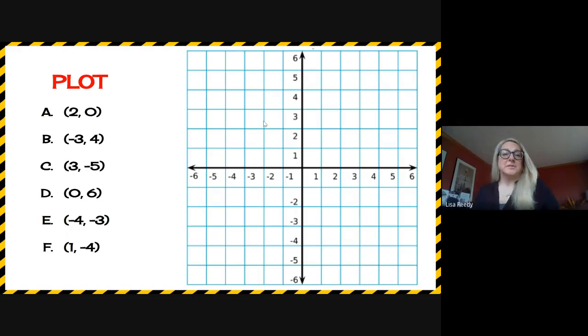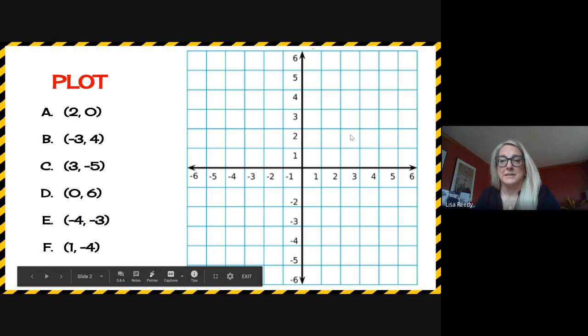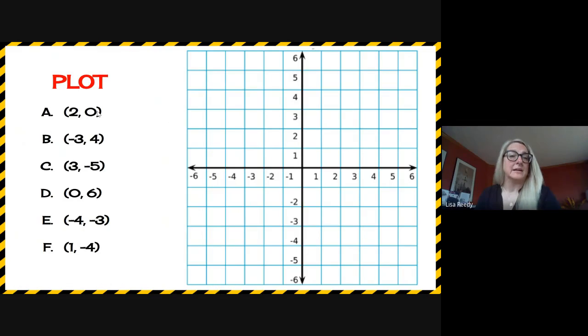The ones with the zeros, like A and D, are the ones I always worry about. If they have a 0 in the ordered pair, like A and D, that means it's either going to be on the x-axis or on the y-axis. It's not going to be floating around in one of the quadrants. It's going to be exactly on the line.